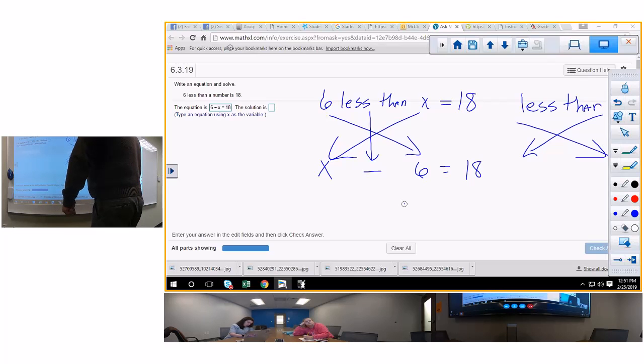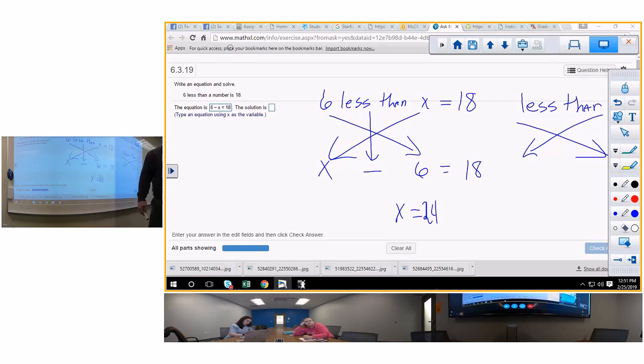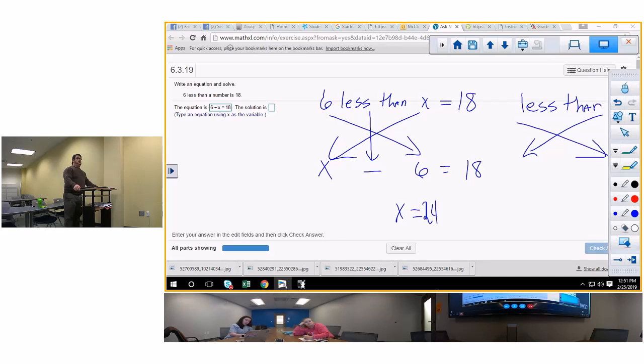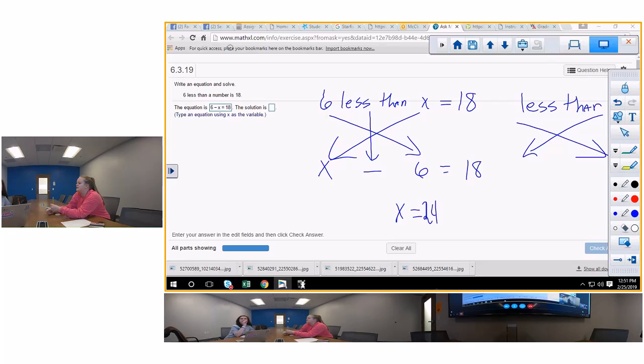X is equal to what? What's 6 plus 18? 24. Whenever you see the words less than, you need to crisscross. Why? Because subtraction is not commutative. You're taking away 6 from the number, not the number away from 6. With division you don't have to worry because it'll say divide. But the easiest way to remember is when you see less than, crisscross.